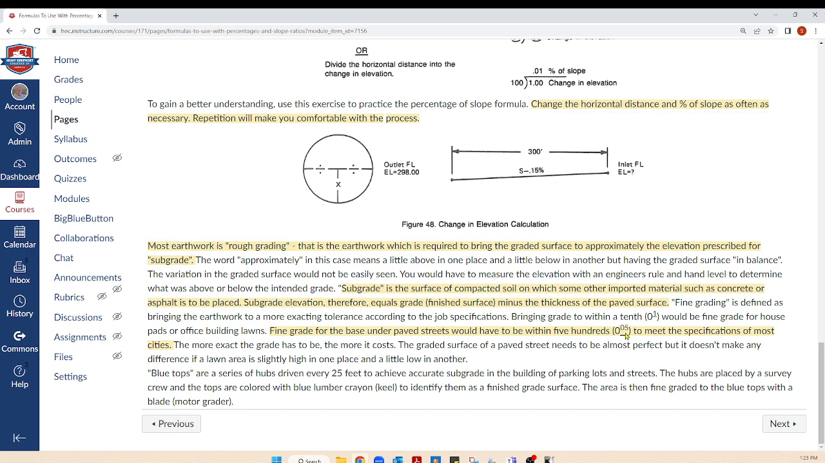This is telling you that on a highway, your tolerance is 500ths, and on most, like house pads and things like that, it's 1/10, which is not quite as tight as that is. Blue tops, we'll talk about them as we go along. And blue is finished subgrade, red is finished grade. And I think I'm gonna shut her down right there.